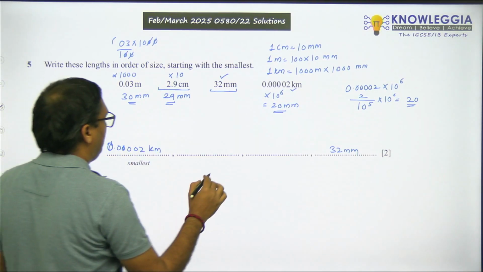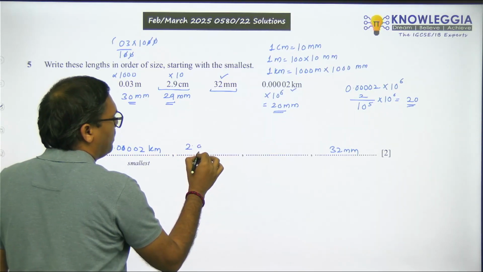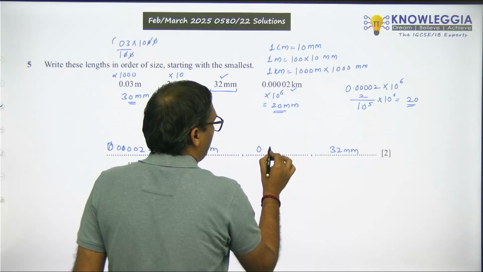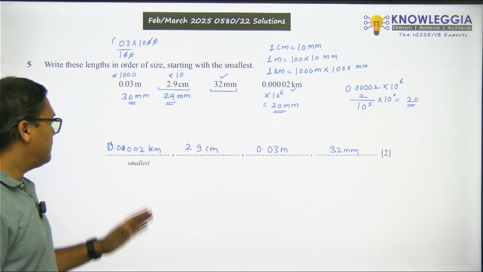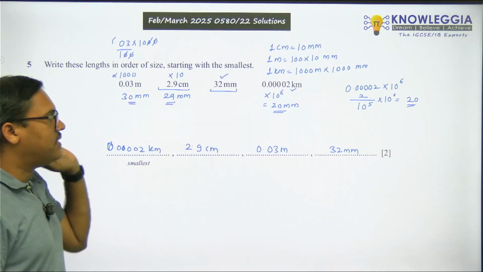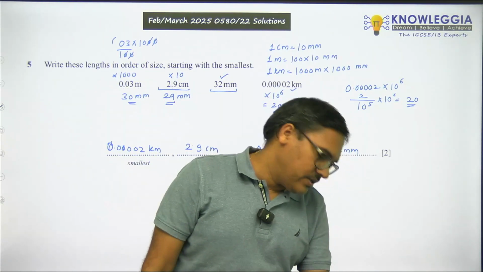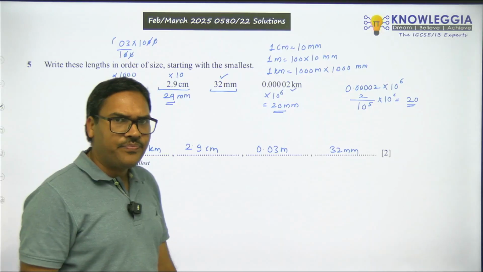Now this is 30 and this is 29. So this is 29. So that is 2.9 centimeters. And this is 30 mm, which is 0.03 meters. So this is how we can arrange it. This is smallest value and this is the largest value. And you can see comparing these two. Okay. So this is how we can convert this. So that is the answer for this question. You can see this is 2.9 centimeter and so on, right?